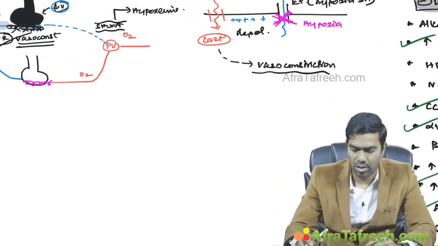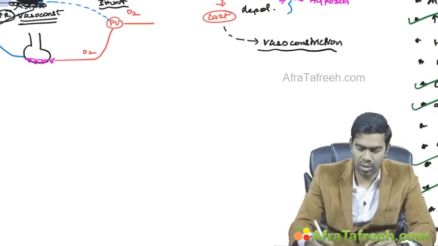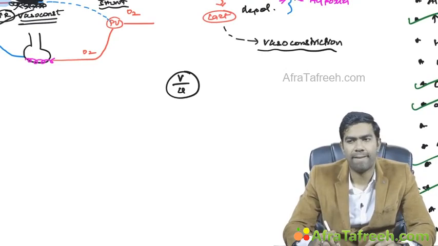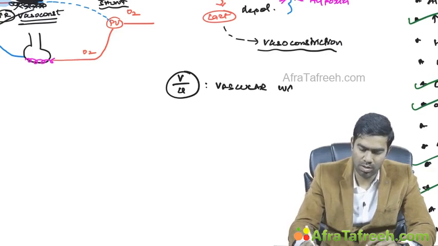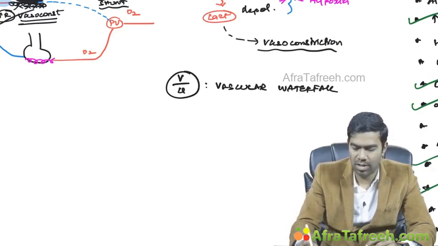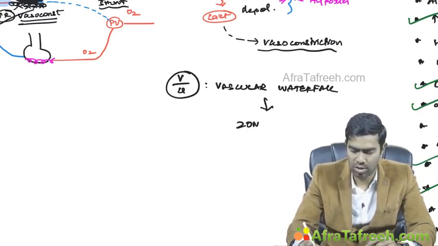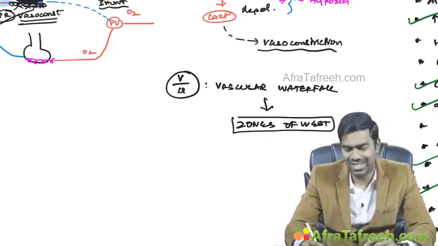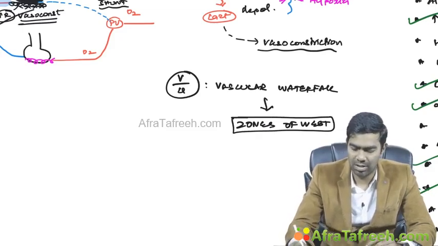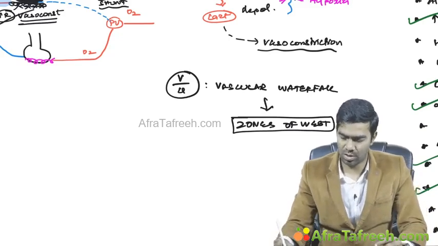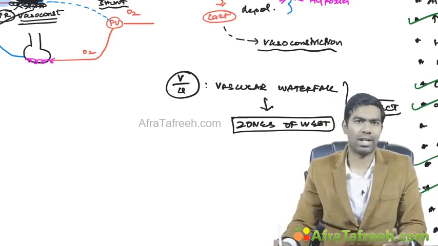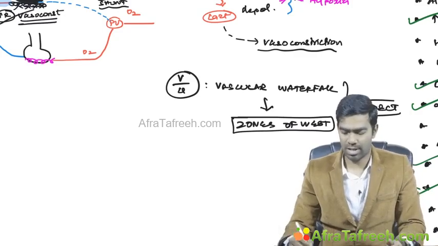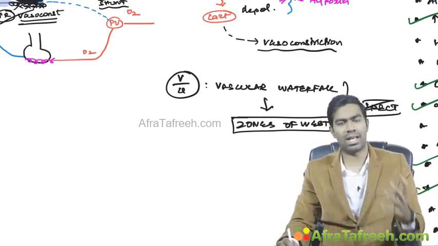Okay. Then let us understand the VQ mechanism, ventilation and perfusion mechanism. The model we are going to use is what we refer to as the vascular waterfall model, which typically divides the lung into certain zones called zones of West. These zones of West are generally understood in erect posture, either sitting or standing position. Only in erect posture, the zones of West are classically described.